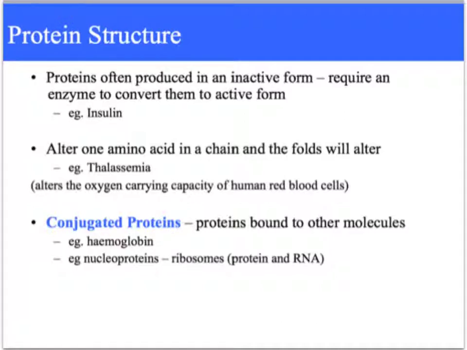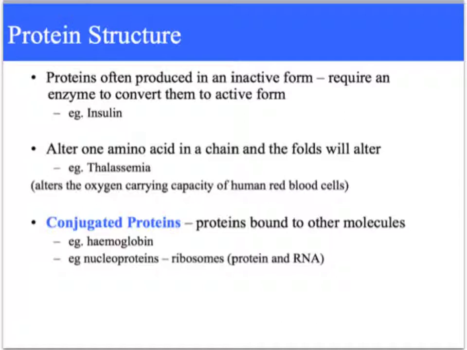If you alter one amino acid in a chain, then the folds will alter. One example is thalassemia. That's one amino acid that's changed and that alters the oxygen carrying capacity of human red blood cells. When you think, what are the consequences of that? Think of cellular respiration. If I can't effectively carry oxygen to my body, then I can't convert energy as efficiently as I may need to.